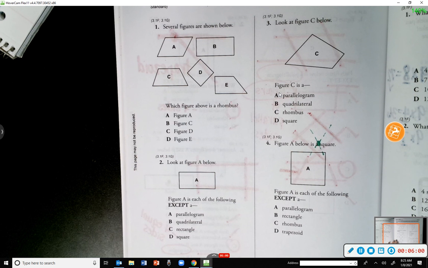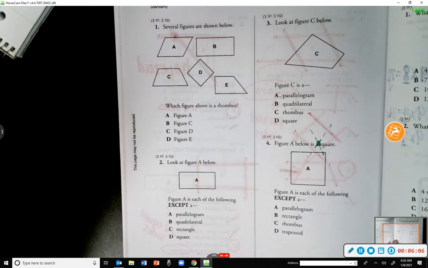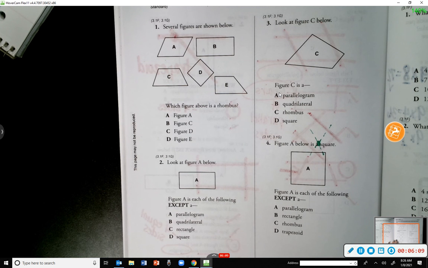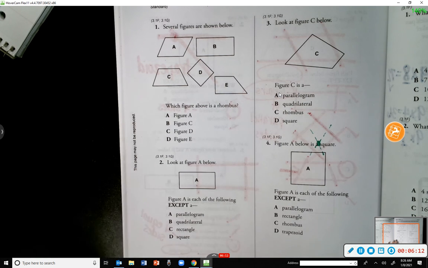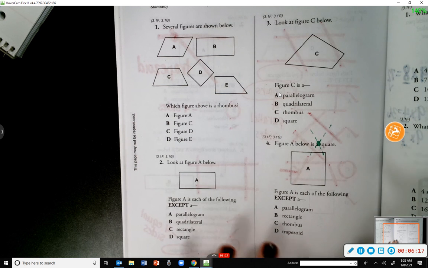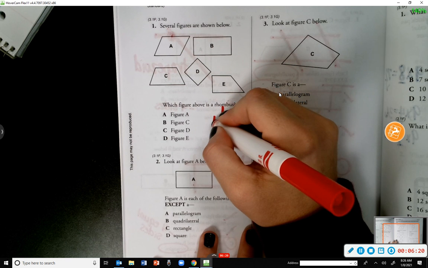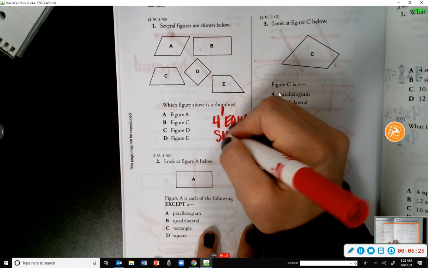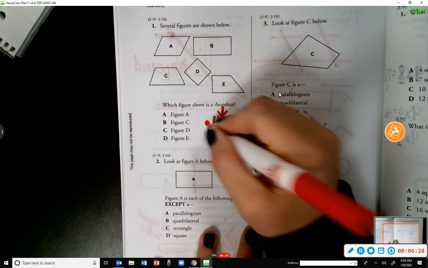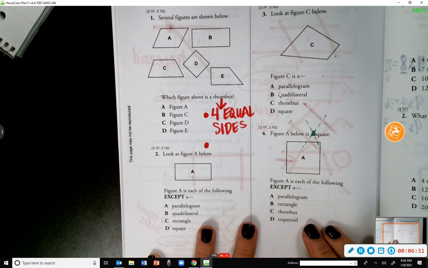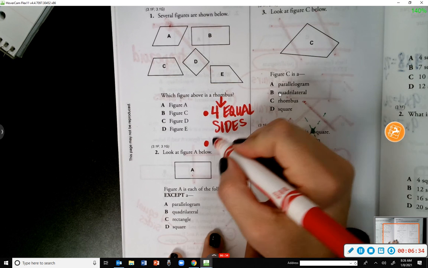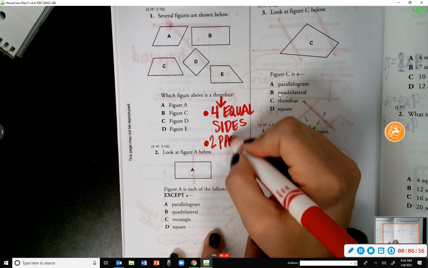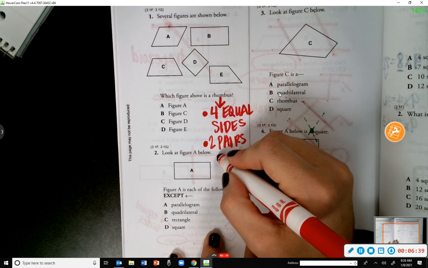Do you know one, Allie? It has to have 4 sides. Not just 4 sides, but the sides have to be equal. Okay, like a square. So a rhombus has 4 equal sides. And what else? Kelsey? 2 pairs of opposite sides that are parallel. Good. 2 pairs, opposite sides, parallel.